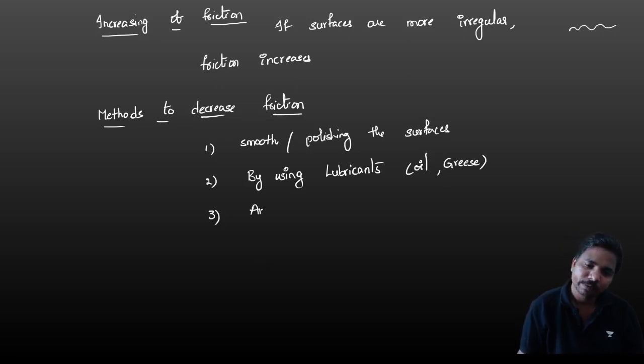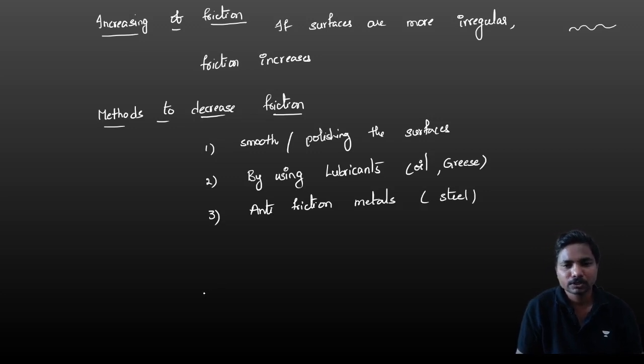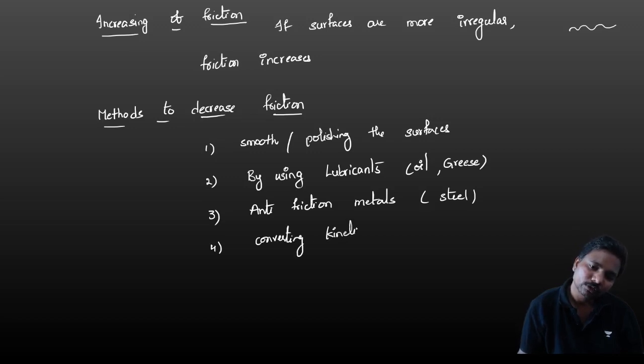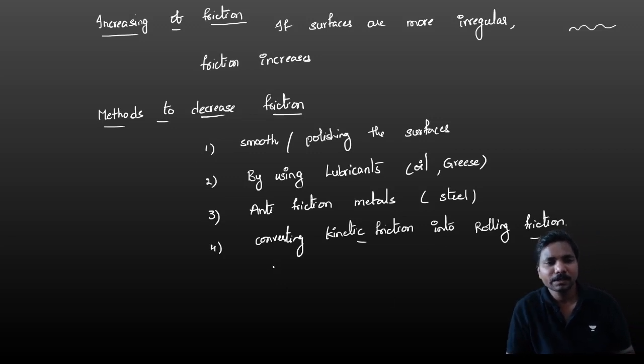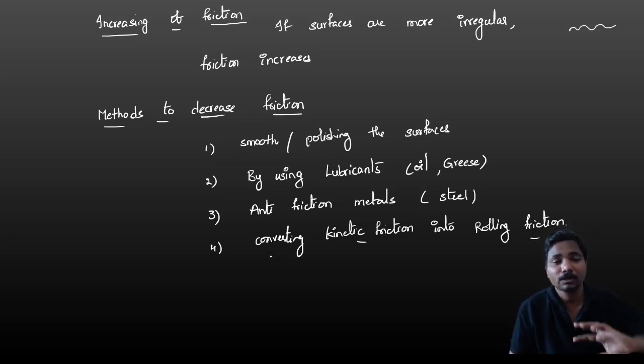And anti-friction metals, by using anti-friction metals or low friction metals. For example, steel. Steel is a very smooth surface, so we can reduce the friction. Or converting kinetic friction into rolling friction. Okay, so I will explain about kinetic and rolling friction. No need to worry.